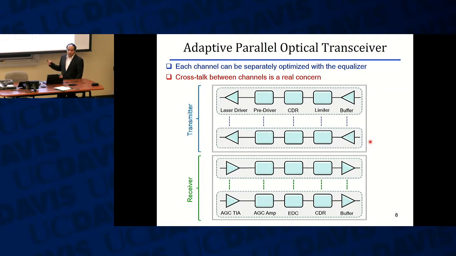Okay, this is a block diagram of what I mean. You might ask, okay, so what will happen before and after this transmitter? This is just the silicon area, or you would call it the electronics part.